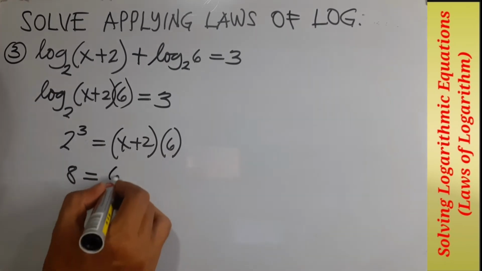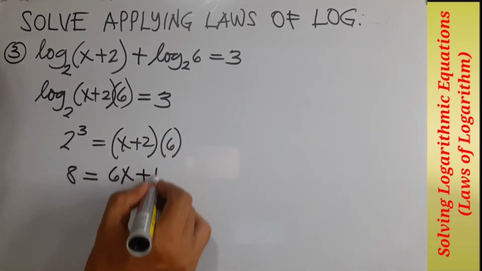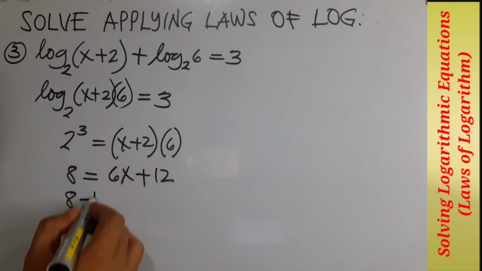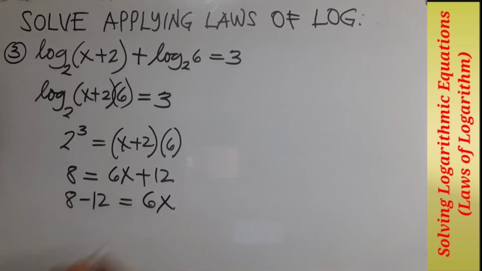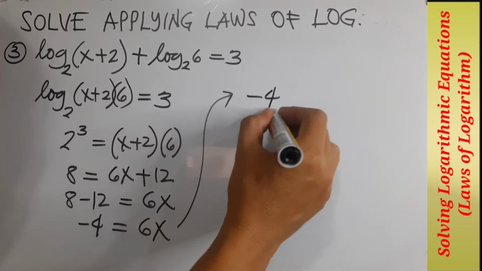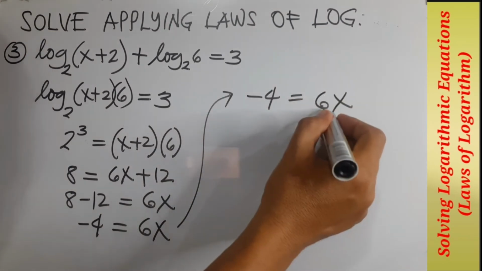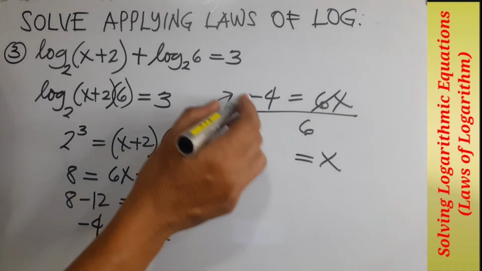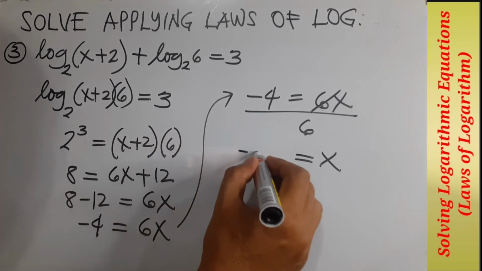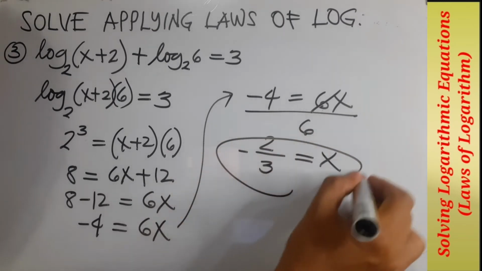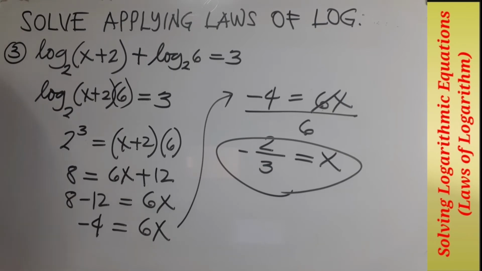6 times x is 6x. 6 times 2 is 12. Then combine like terms. We have 8, transpose 12, will become minus, equals 6x. 8 minus 12 is negative 4 equals 6x. Let us copy first. To remove 6, just divide both sides by 6. So we have x. The common divisor is 2. 4 divided by 2 is 2. 6 divided by 2 is 3. So we have negative 2/3 as our x.